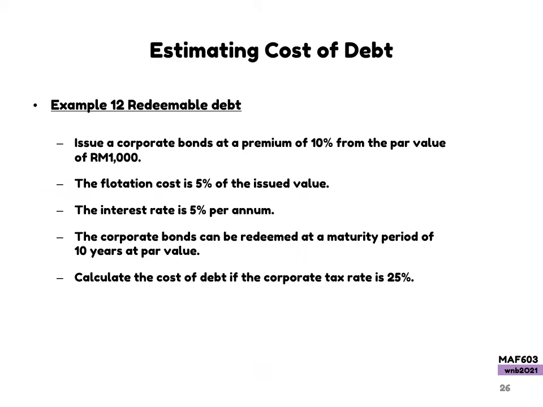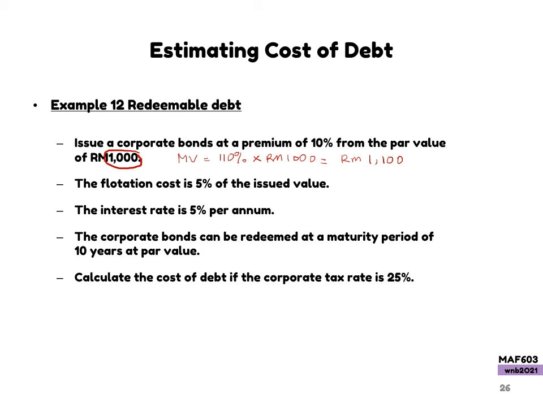Okay, next, jom tengok example 12. Masih lagi redeemable debt. Kita ada issuance of a corporate bond. Bond tu at a premium of 10% from the par value. Par value is RM1,000. So, dia nak issue at a premium. Jadinya, market value dia akan jadi 110% lah daripada par value dia, so market value dia adalah RM1,100 lah, sebab dia nak issue at a premium. 10% lebih tinggi daripada par value.